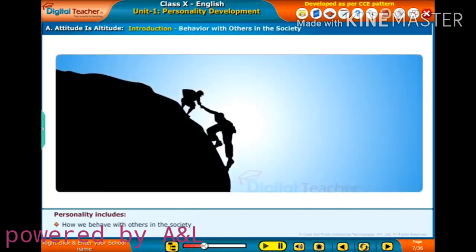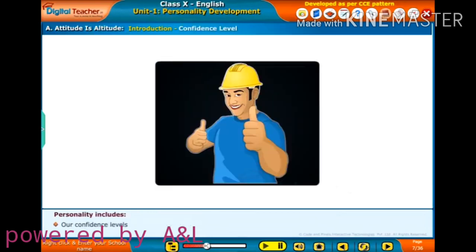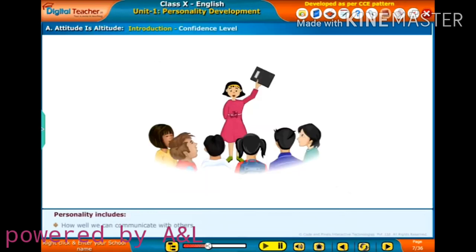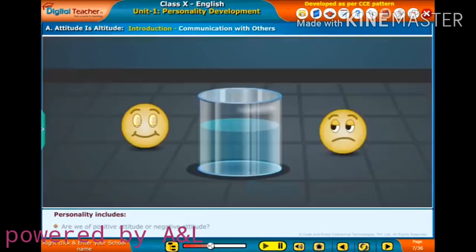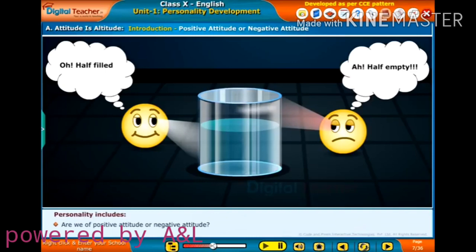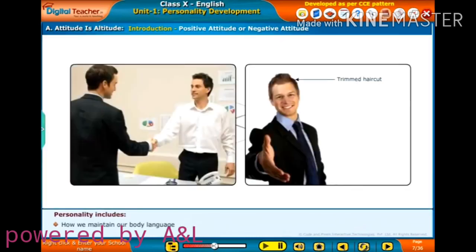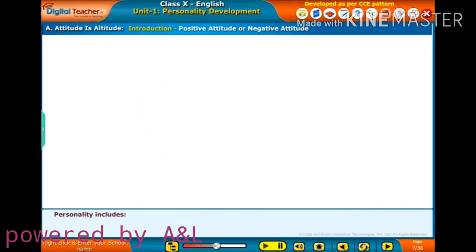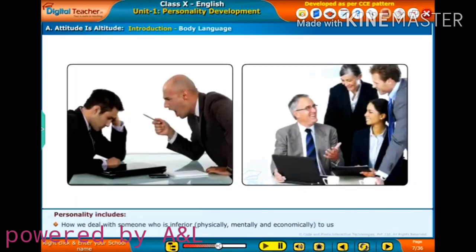how we behave with others in the society, our confidence levels, how well we can communicate with others. Are we of positive attitude or negative attitude? How we maintain our body language? How we deal with someone who is inferior physically, mentally, and economically to us?